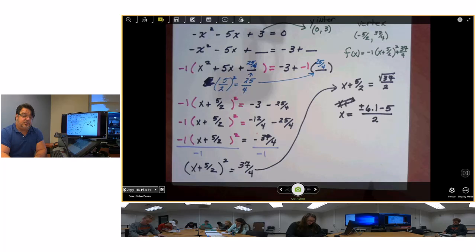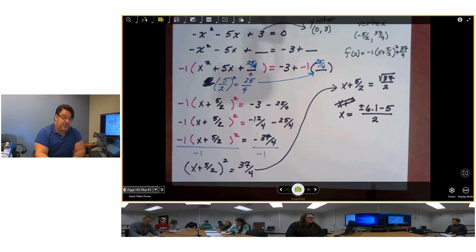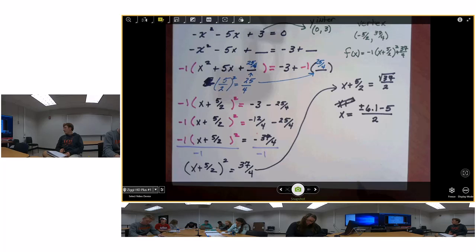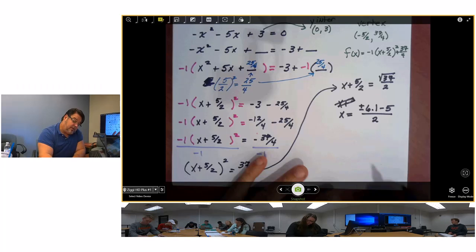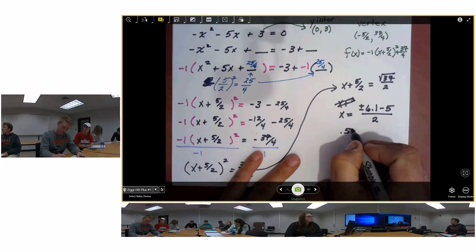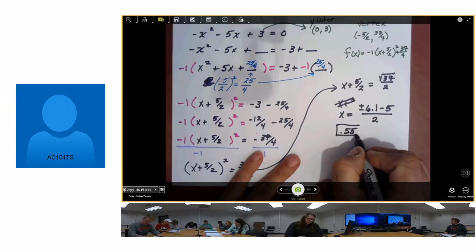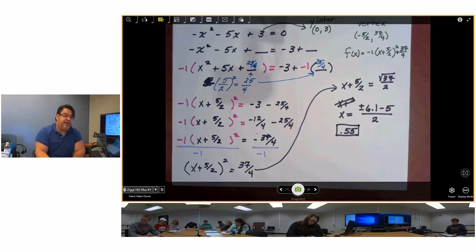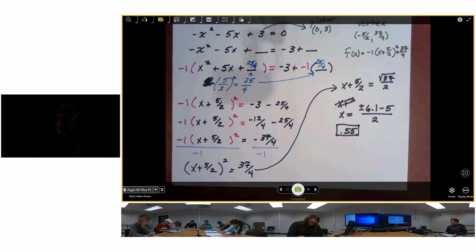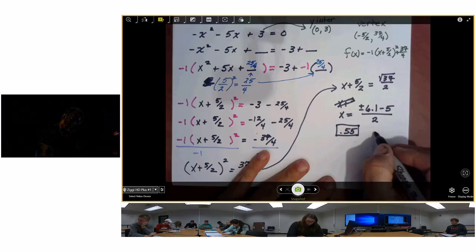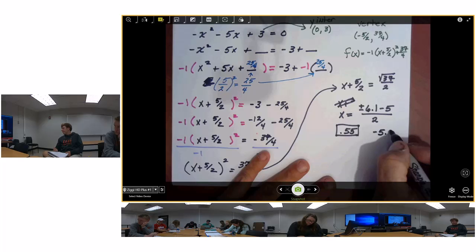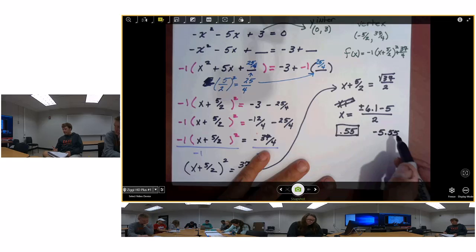And what's 6.10 minus 5? 1.10. And what's half of 1.10? 55 cents. So that is one x-intercept. And if you owe somebody 6.10 and you owe somebody 5, you owe 11.10, which is going to be 5.55. Right. Now sketch it and see if everything lines up.